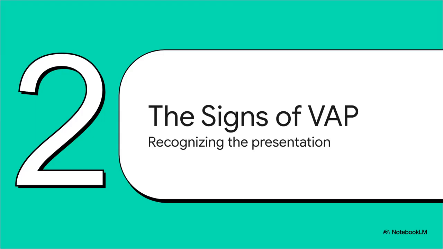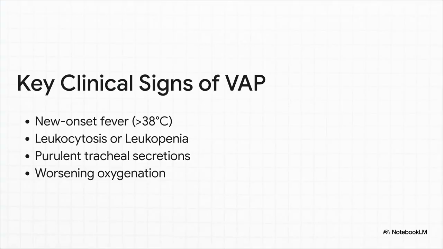Okay, so we know what it is, but what does it actually look like at the bedside, right? What are the red flags you need to be watching for? Thing is, VAP isn't usually just one single sign. It's more of a pattern, a constellation of clues. You're looking for a change from how the patient was doing before. All of a sudden, they've got a fever. You look at their labs and their white count is either shooting up or, maybe even more worrying, it's crashing.